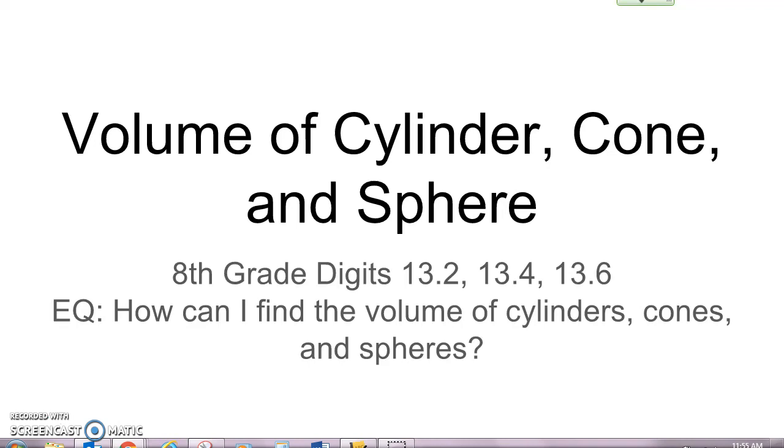That's the title. Then on the next clean sheet of notebook paper, right at the top of the page, write volume of cylinder, cone, and sphere. And then our essential question for today is, how can I find the volume of cylinders, cones, and spheres? Hit pause and set up your notes. When you're ready to move on, hit play.